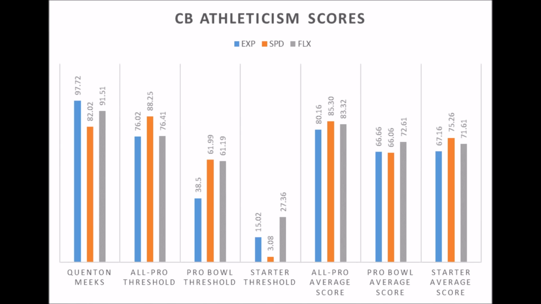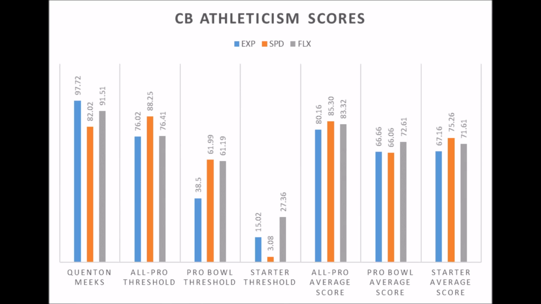Then you get to his athleticism traits. He had a 97.72 explosive lower body strength score, 82.02 speed score, and 91.51 flexibility score. When it comes to the All-Pro averages, he doesn't really come within range of that when it comes to his speed score, but does have very good explosion, very good flexibility testing, and more so looks like a Pro Bowl cornerback when it comes to his athleticism traits.